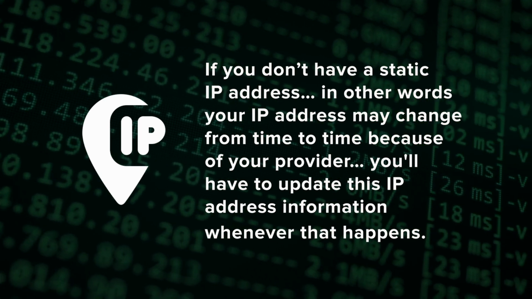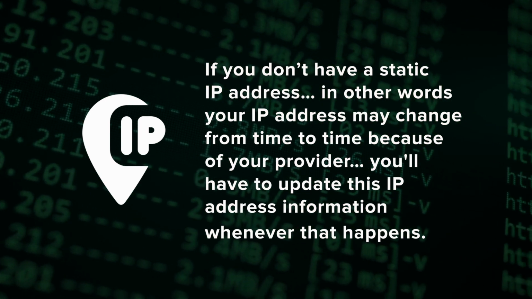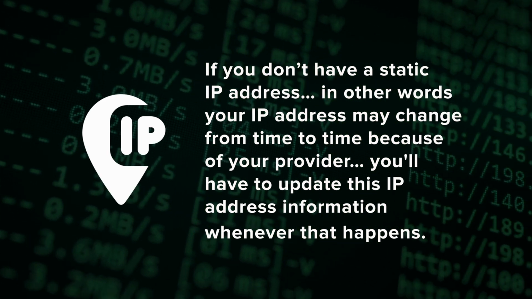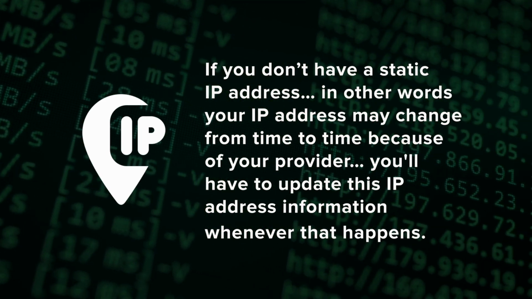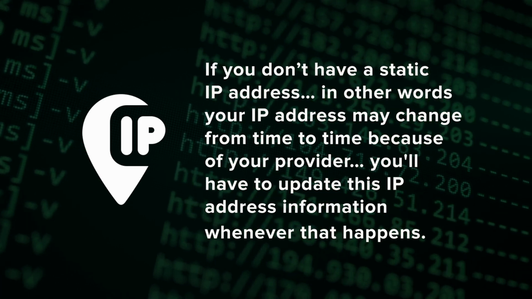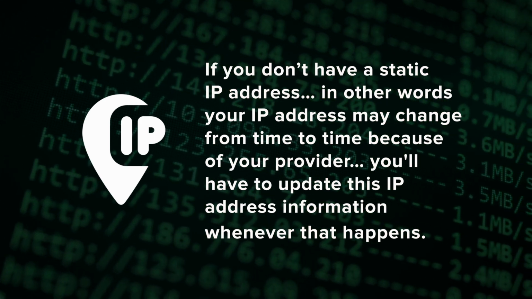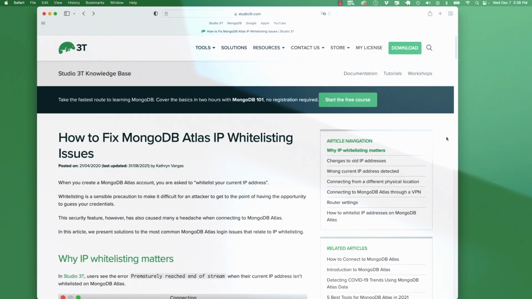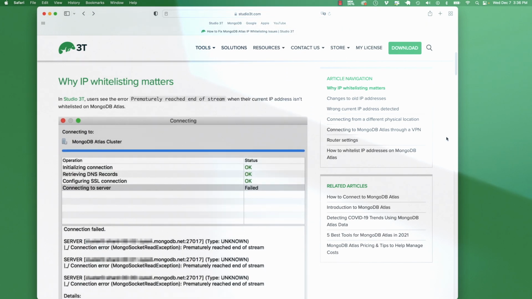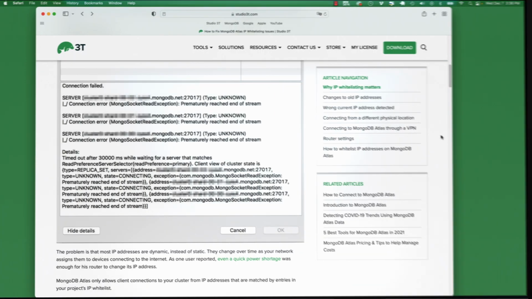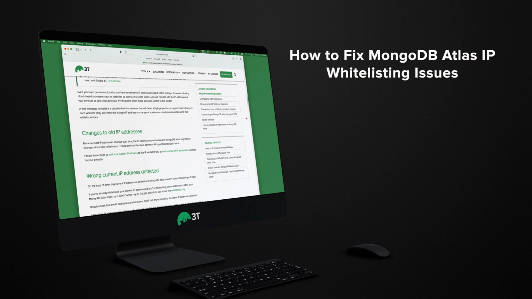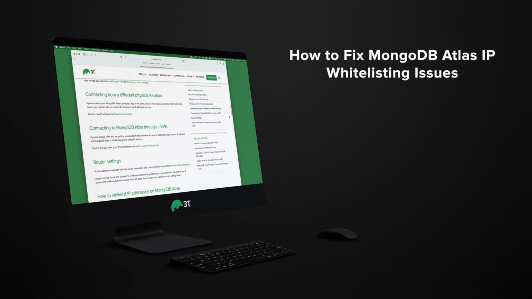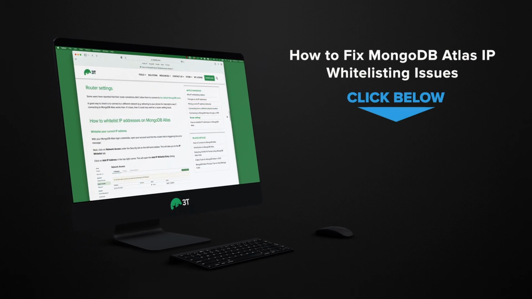Note, if you don't have a static IP address, in other words, your IP address may change from time to time because of your provider, you'll have to update this IP address information whenever that happens. For more information on whitelisting IP addresses in Atlas, check out the article in our Studio 3T knowledge base, How to Fix MongoDB Atlas IP Whitelisting Issues. See the link in the description below.